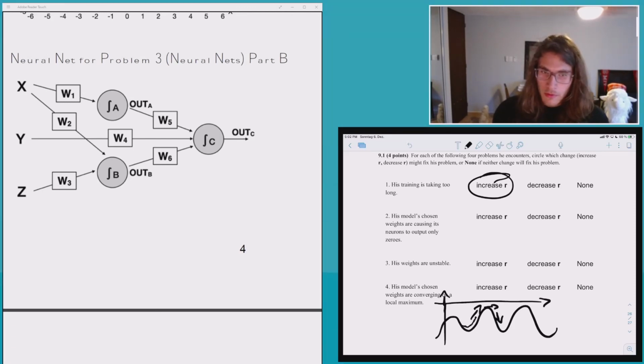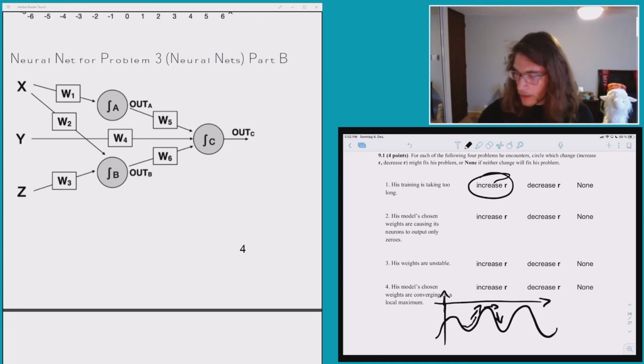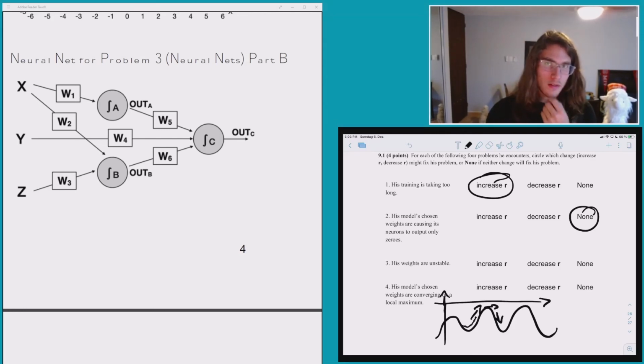So number 2, the model's chosen weights are causing its neurons to output only zeros. The problem with that is that it can be attributed to any number of things. It could also be that the neural network is simply designed poorly. So I'm going to say none, because it's likely not an issue with learning rate. There's any number of things that could have gone wrong, and learning rate is about how fast or how slow to get to an answer, minus some caveats. So it's not about the answer itself, mostly.